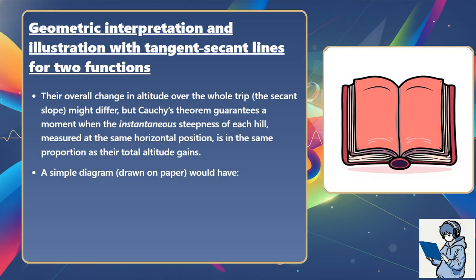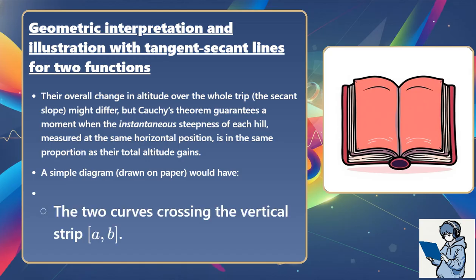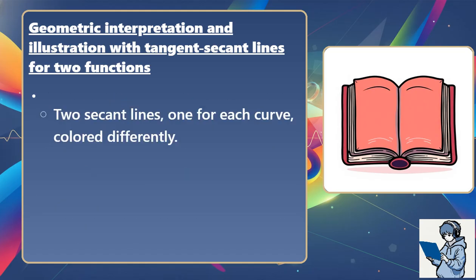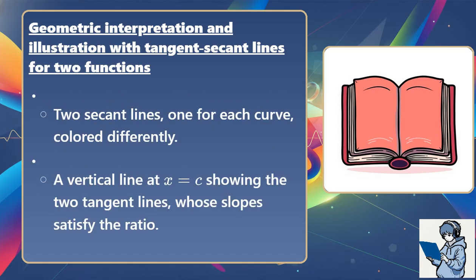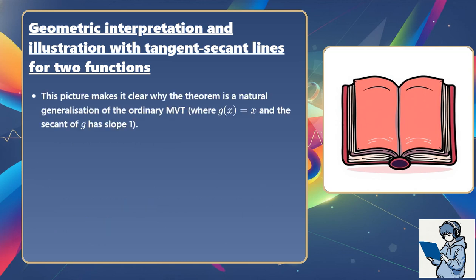A simple diagram drawn on paper would have the two curves crossing the vertical strip A to B. Two secant lines, one for each curve, colored differently. A vertical line at x equals c showing the two tangent lines whose slopes satisfy the ratio. This picture makes it clear why the theorem is a natural generalization of the ordinary mean value theorem, where g(x) equals x, and the secant of g has slope 1.